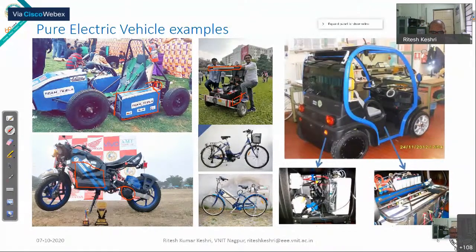Similarly, you can see that this cycle is there where we have one battery and a traction motor. This type is called an electric assisted bicycle. And now here you see that the battery is replaced by a hydrogen fuel cell, and this is a hydrogen tank, and here this is the fuel cell, and then this is the power electronic circuit arrangement.